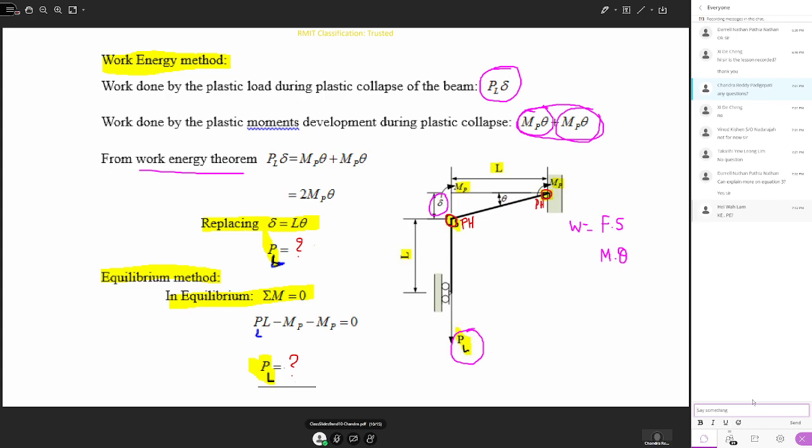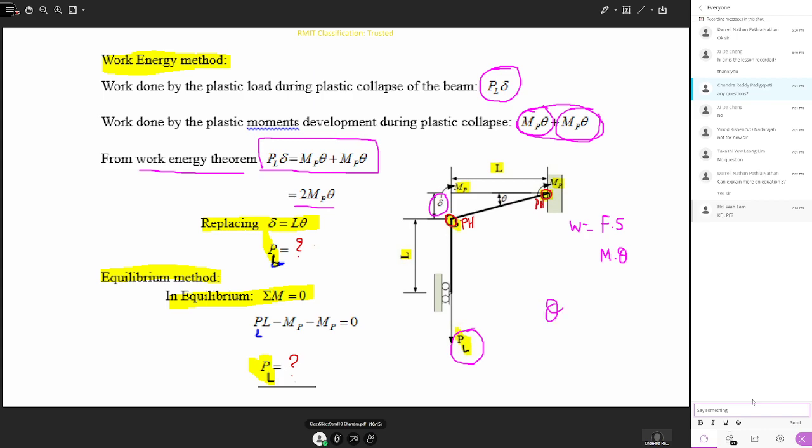So we can write PL into delta is equal to the energy due to the angular displacement, MP into theta plus MP into theta. You can add these, and that will be 2 MP into theta, when the load is the plastic load PL. Now we need to find the relationship between delta, L and theta. So what is the relationship between them?